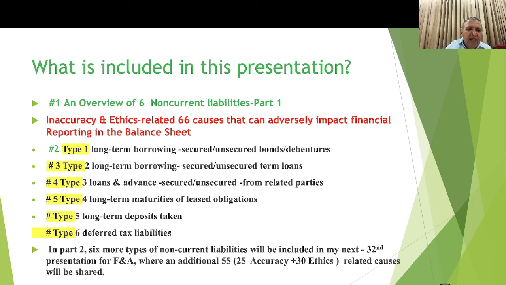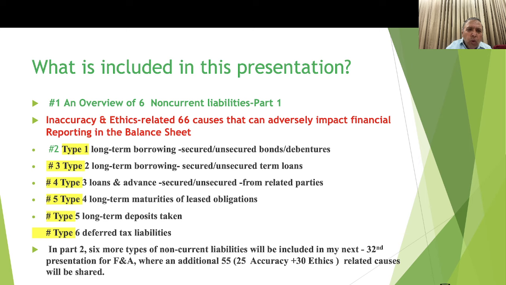Then there are actually six types of non-current liabilities that I have covered. Type 1 is long-term borrowing, which can be secured, unsecured, bonds, debentures. Type 2 is long-term borrowings, which can be secured, unsecured, term loans. Type 3 is loans and advances, which can be secured, unsecured from related parties. Type 4 is long-term maturities of lease obligations. Type 5 is long-term deposits taken. Type 6 is the deferred tax liabilities.